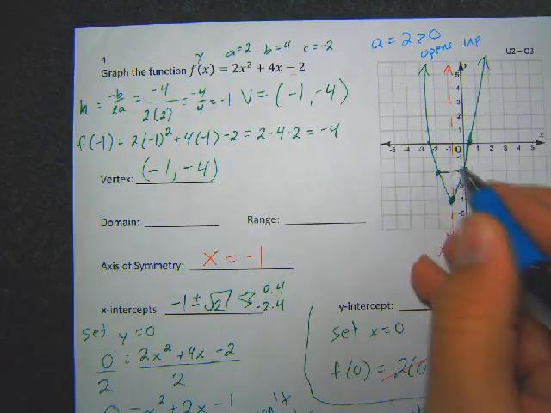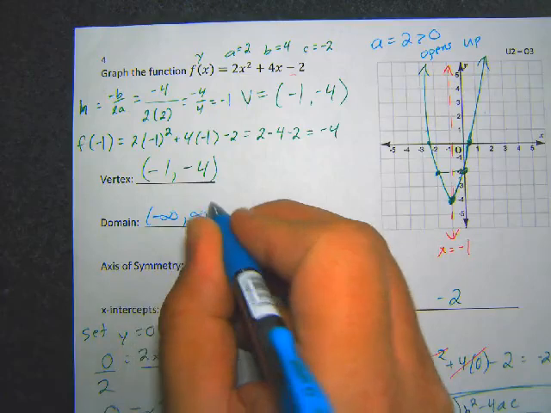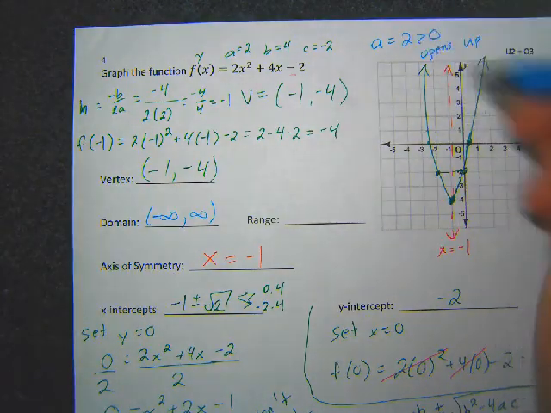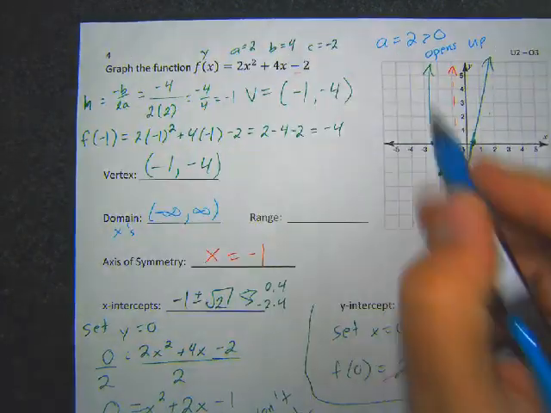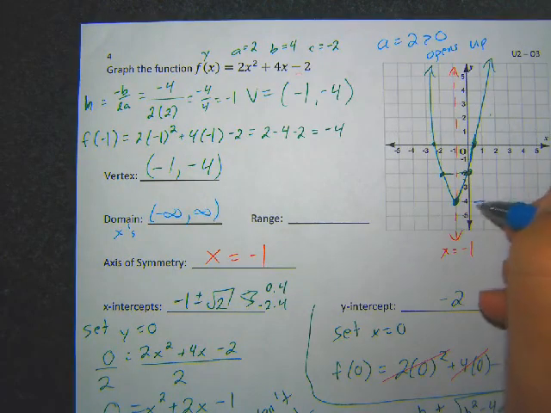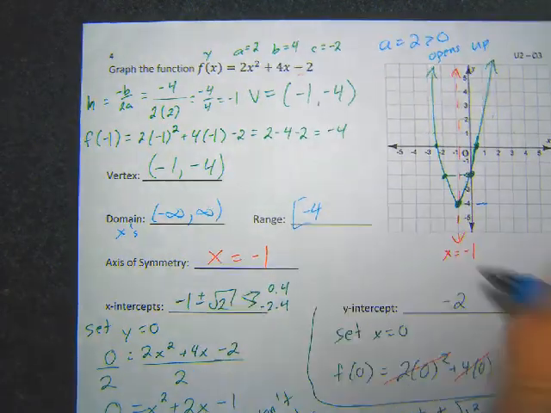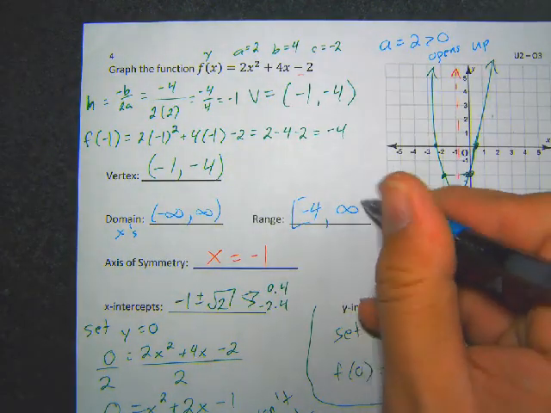Again, domain, for a parabola, is always negative infinity to infinity. It's the x values. It reaches left and right forever. No matter how steep it looks, it is still going to the right and going to the left. So the x's are always going to be negative infinity to infinity for this parabola shape. The range, however, does stop at negative 4. That's the bottom. So the range is going to start at negative 4, bracket, because we actually reach there, and go up to forever. So it's going to go up to infinity.